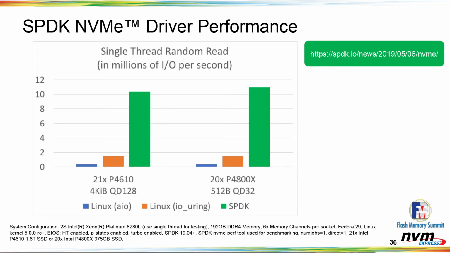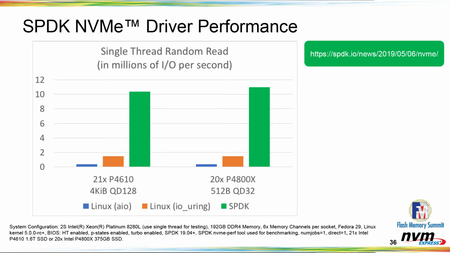The blue bar is basically using the Linux AIO interface. So it's using the Linux kernel NVMe driver with the AIO system calls. The orange is a more recent addition to the Linux kernel called io_uring. There's going to be a talk by Vishal Verma from Intel tomorrow, and he's going to go into some more detail on io_uring. This is actually something that's drastically improved being able to do user space IO on Linux using the Linux kernel drivers.